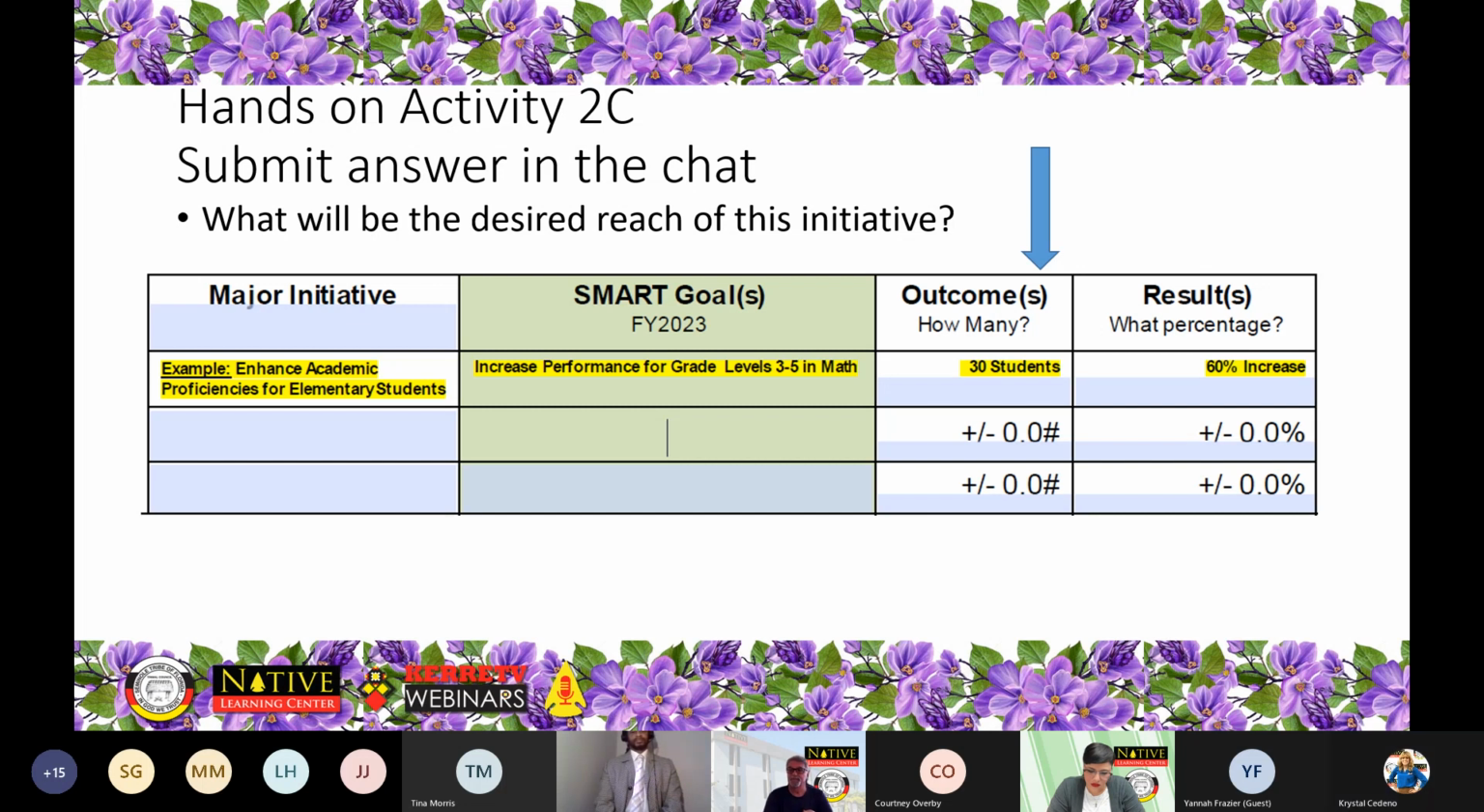Beautiful. I agree with you totally. I skipped over Mark by accident. He said initiative: increase BOD size, outcome: 15 members.